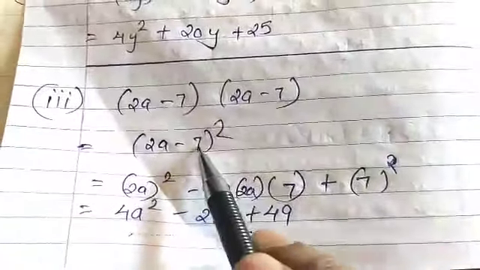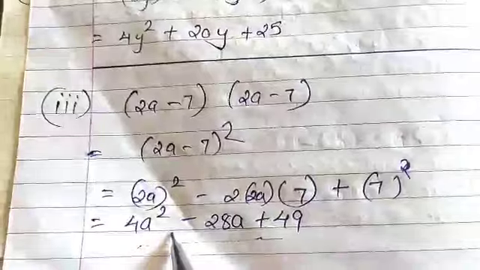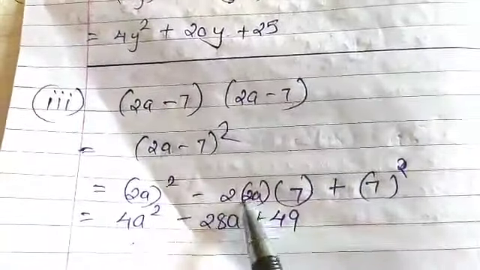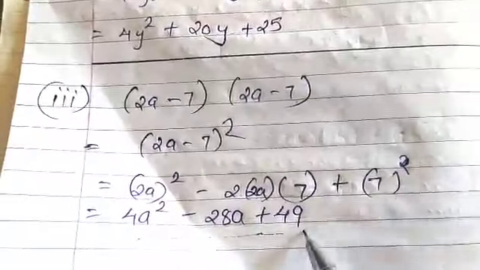Here the value of b is 7, so make a square of b square. Then square of 2a is 4a square, then 2 2s are 4, 4 7s are 28, 28a, and square of 7 is 49.